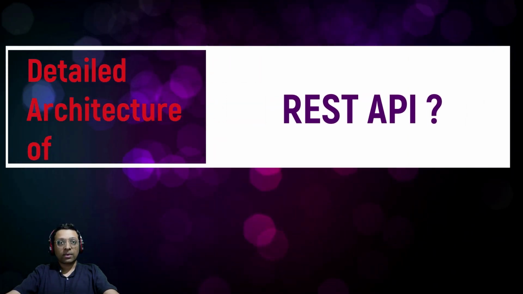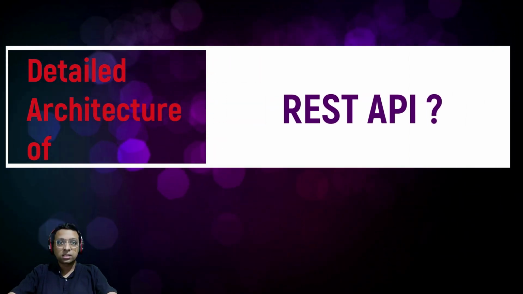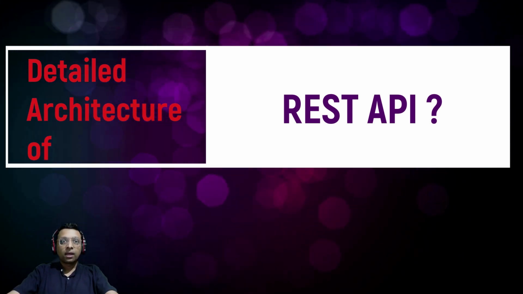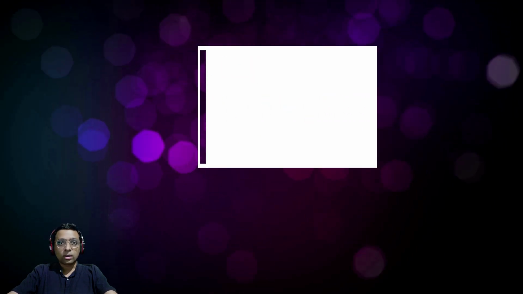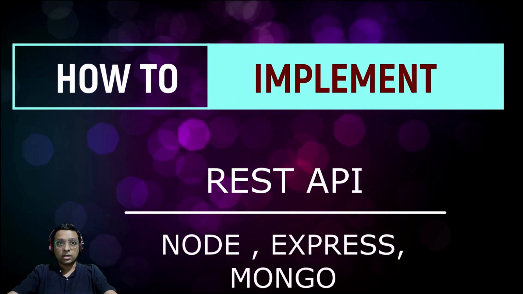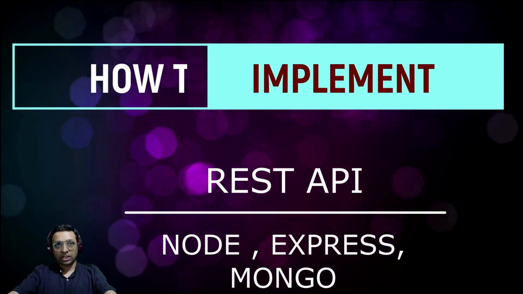So, what is a REST API? How does it work? How does the exchange of data happen between the client and server? And once we are thorough about it, then we will move on and we will learn about how to implement a REST API using Node.js, Express.js, VS Code, and we will learn it in the next chapter.